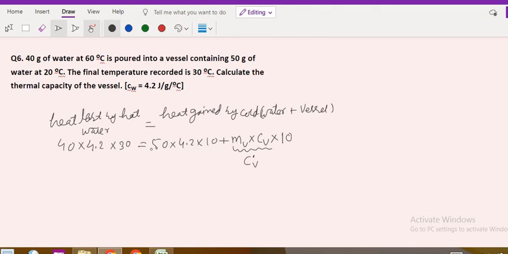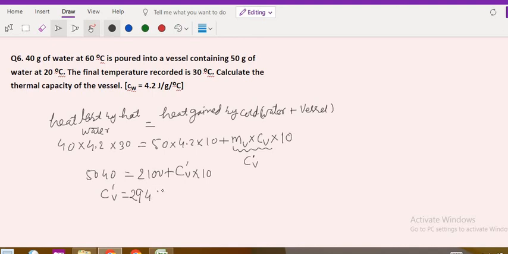What is 40 into 4.2 into 30? It is giving me 5040. Then 50 into 4.2 into 10 is giving me again 2100, plus this term I am writing as C dash V. C dash V is the thermal capacity of the vessel multiplied by 10. So if I find this value of Cv dash, you can calculate, it would be 5040 minus 2100 divided by 10, so it would be equal to 294.